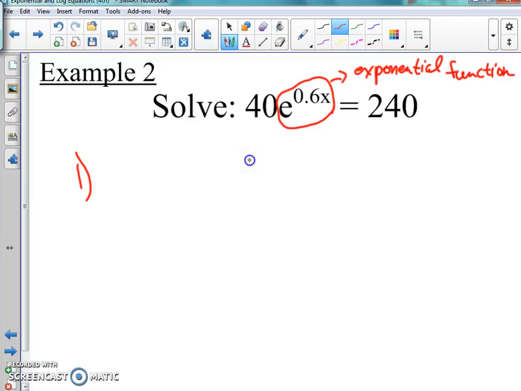Okay, so we need to isolate that. So it means we need to get this 40 to the other side. And that is 40 times e to blah, blah, blah. So that means we need to divide by 40.